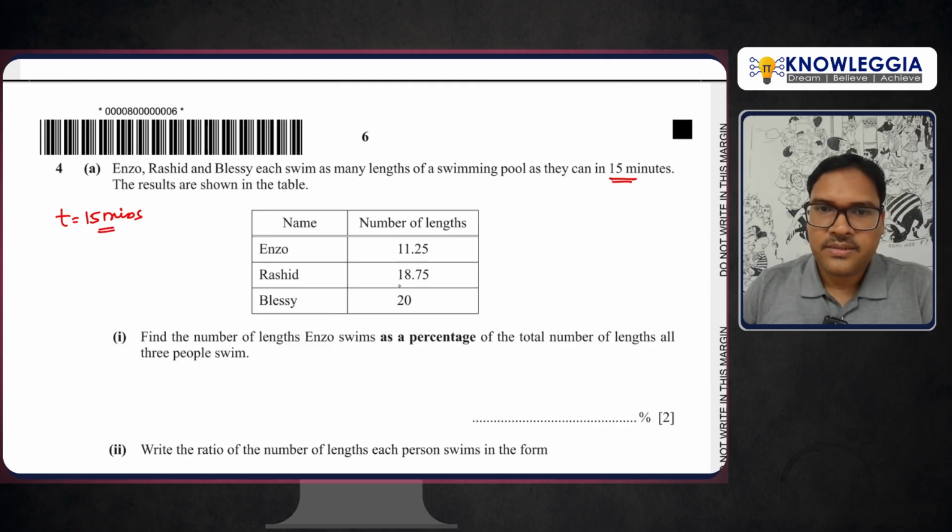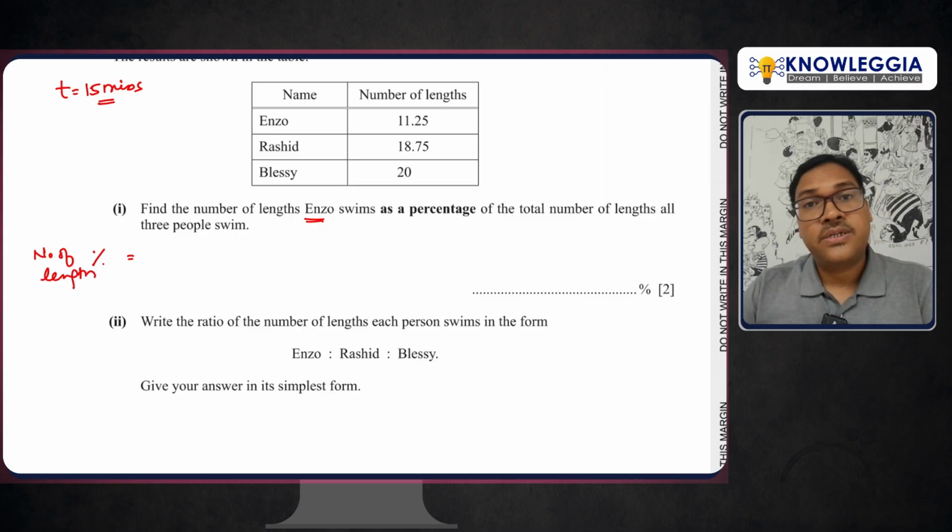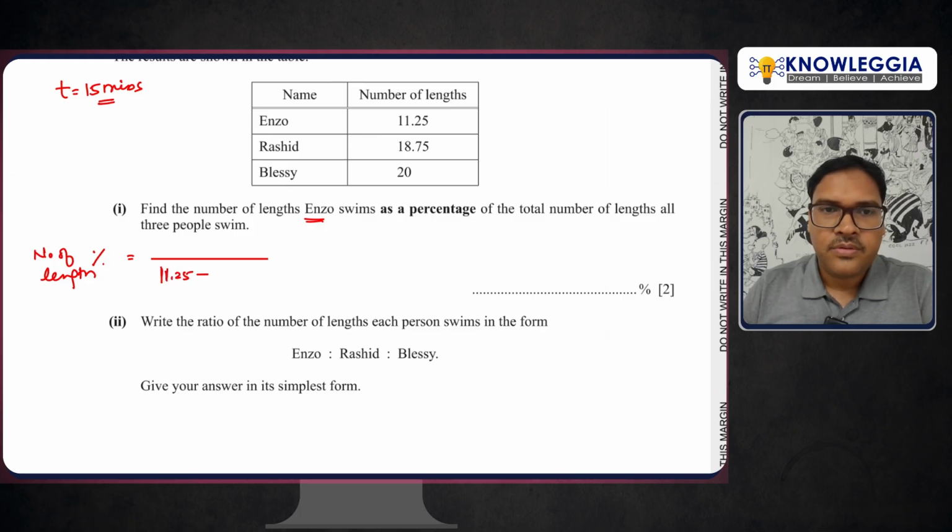The result shows the number of lengths each swam. Work out the number of lengths Enzo swims as a percentage of the total number of lengths all three swim. So basically, you have to find the number of lengths in percentage. So what is the percentage of the number of lengths by Enzo as a percentage of the total? So what is the total? Total is 11.25 plus 18.75 plus 20. And how many lengths does Enzo swim? This is 11.25. So now let's calculate this.